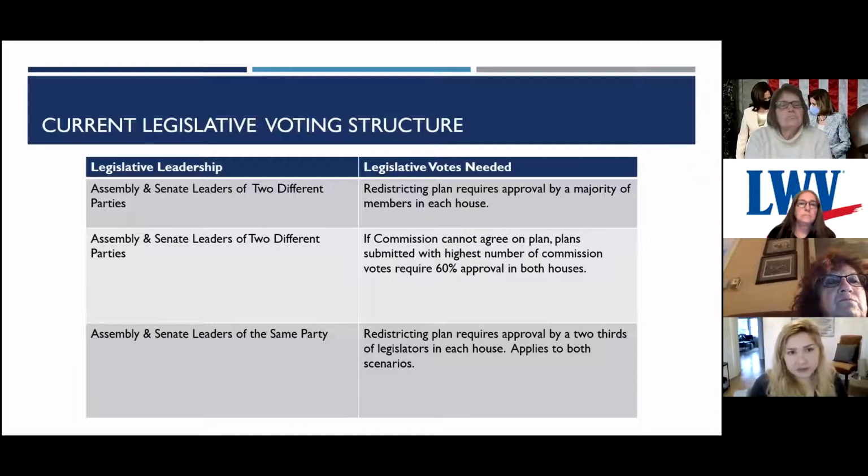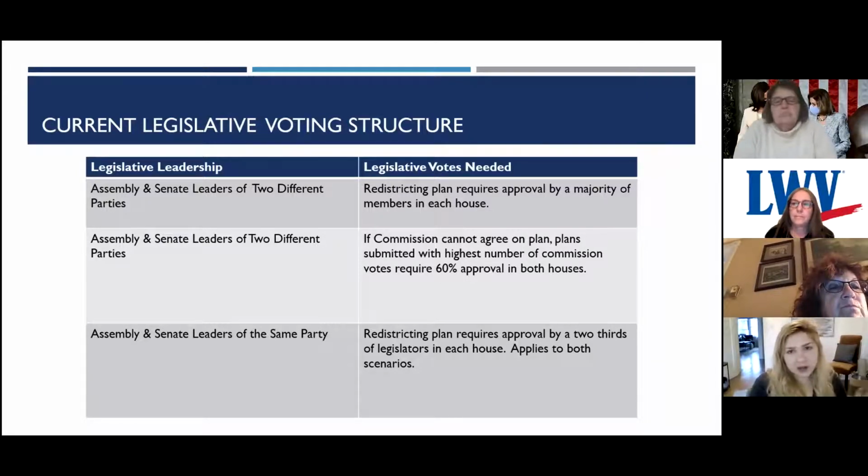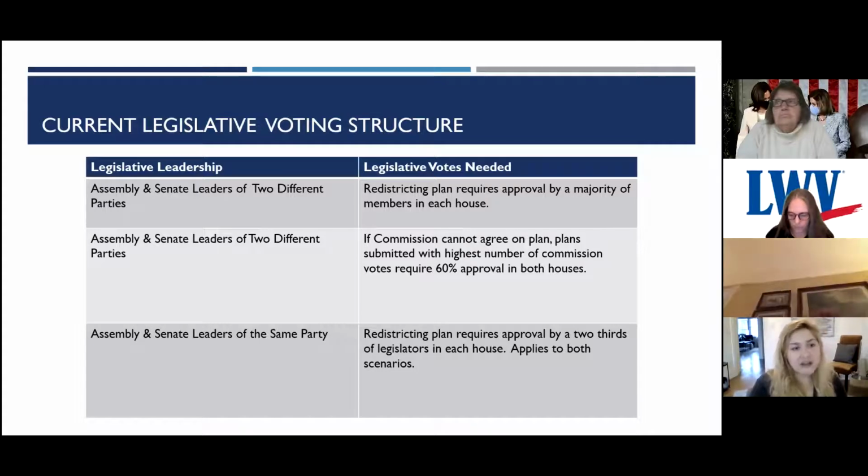So on the legislative side, if the Assembly and Senate leaders are of two different parties, then the redistricting plan requires approval by a majority of members in each house. If they are the same party, then the redistricting plan requires two-thirds of legislators in each house to vote in approval. On the other hand, if the commission cannot agree on a plan and it's two different parties, then you need 60% of the two houses to approve it. But if it is the same party and they don't agree on the plans and they get those maps from the commission, then again, they need a 2/3 vote to approve them. So again, we're protecting both parties' interests and making sure that they're on equal footing and that one party doesn't have the upper hand over the other.